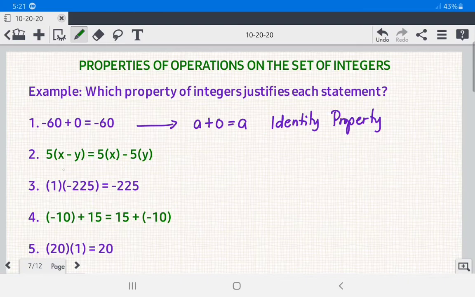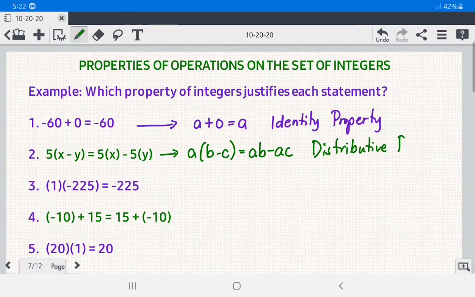Next, number 2. We have 5 times the quantity x minus y. This is equal to 5x minus 5 times y. So, this is distributive property, right? Distributive property using the concept A times the quantity B minus C is equal to AB minus AC. So, this is distributive property.